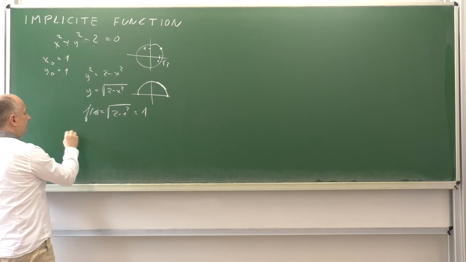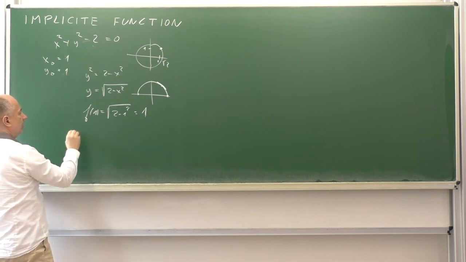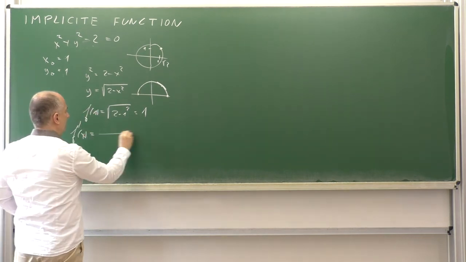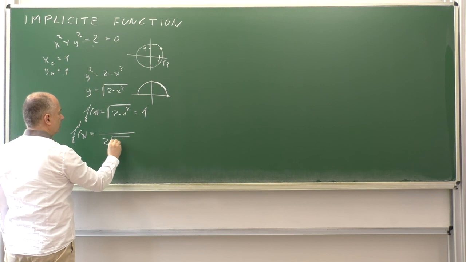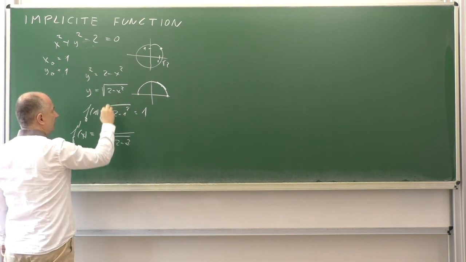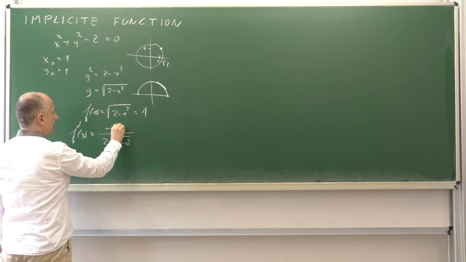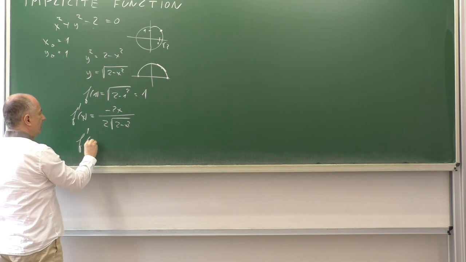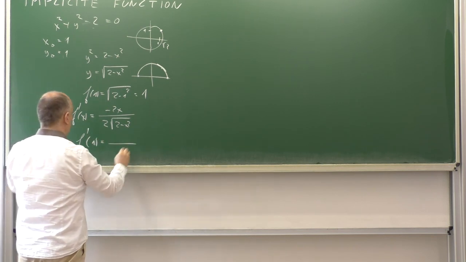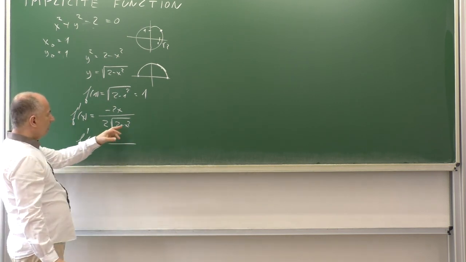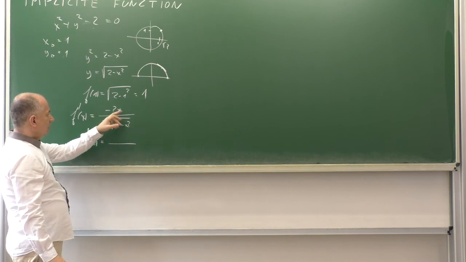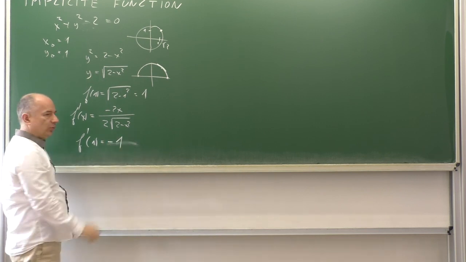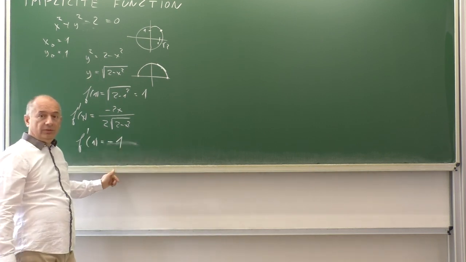Now what about the derivative? If we have the function like that, then the first derivative is derivative of the square root, which is 1 divided by 2 times the square root, times the derivative of the inner function, which is minus 2x. And then we can reduce by 2, and then we can evaluate the derivative at the point 1. Minus 2 divided by 2 is minus 1. We can find even the second derivative.